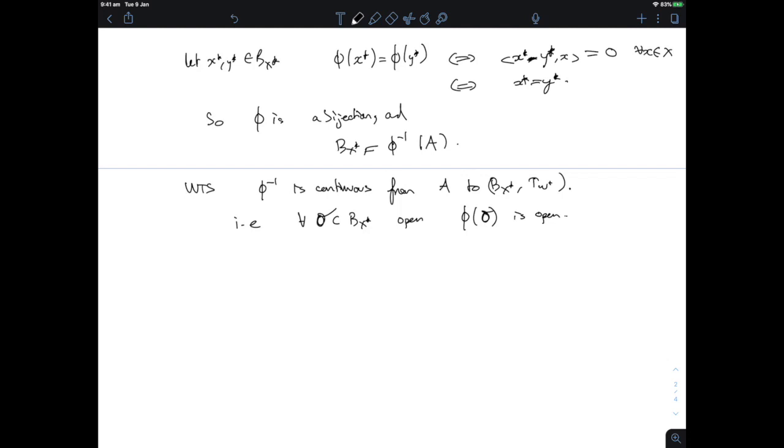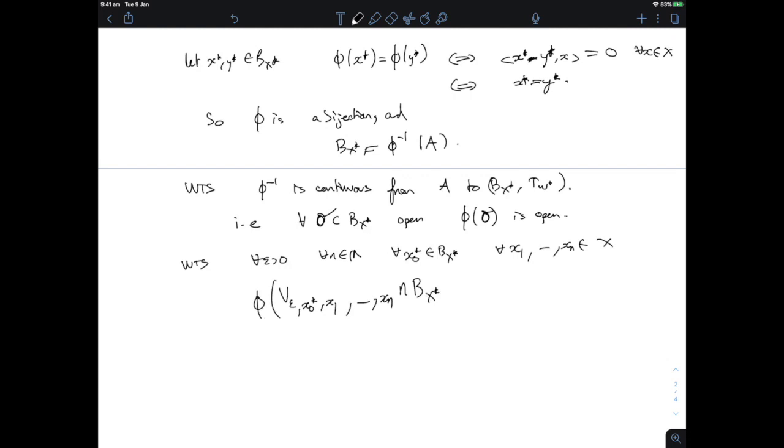So what we have to show really is that for every epsilon and for every n and for every x naught in B of x star and for every x1 till xn in x, when I look at a neighborhood in the weak star topology V epsilon x naught star x1 till xn, and I want it to be in the induced topology on the unit ball, so intersected with the unit ball, I want to show that the image of that by phi is open in A.